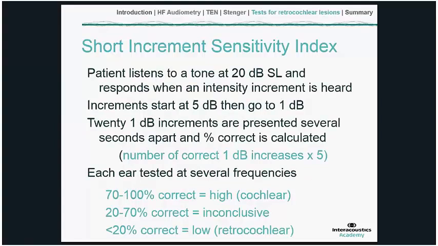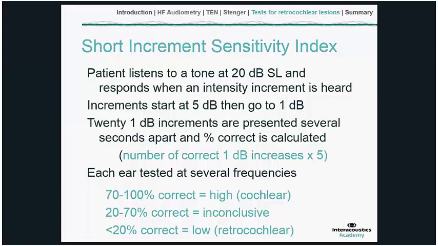So here the procedure is that we would play a pure tone sound at 20 dB above their threshold, and then we would turn the sound up in small increments. Initially we'd turn the sound up by 5 dB, but after that we would turn the sound up in increments of 1 dB at a time. And each time the patient heard that increment, in terms of detecting a change in the loudness, they'd be asked to push the button.